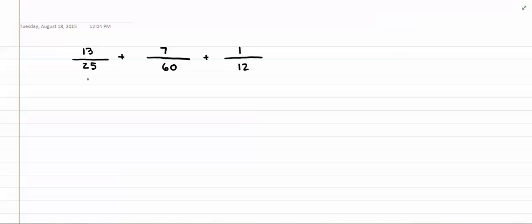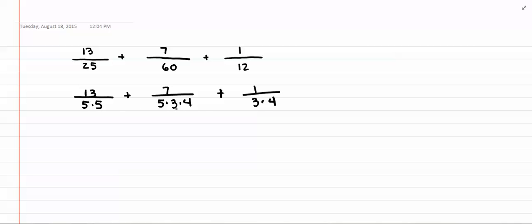Okay, so if you break your denominators down into their primes, that might help figure out what the common denominator is. So for 25, I'd break it down into 5 times 5. For 60, that's 5 times 12, but 12 you can break down to 3 times 4. So 5 times 3 times 4. And then for 12, and then I guess you can break 4 down again, but let's just leave it here at 3 times 4.